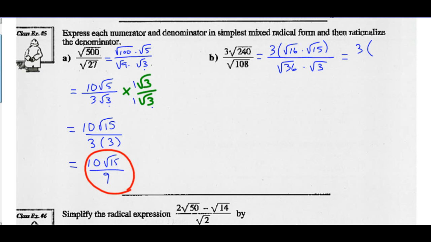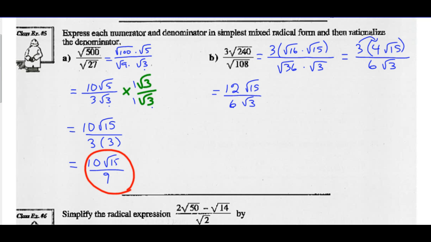Okay, and let's finish simplifying here. I've got 3 times square root of 16 is 4. There is no square root of 15. All over square root of 36 is 6. No square root of 3. So 3 radical 240 over radical 108 as a simplest mixed radical is going to be 3 times 4, which is 12, radical 15, over 6 radical 3.